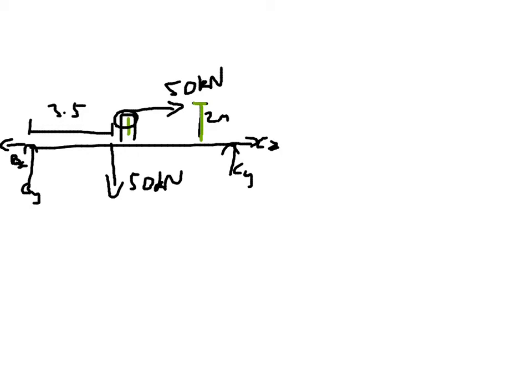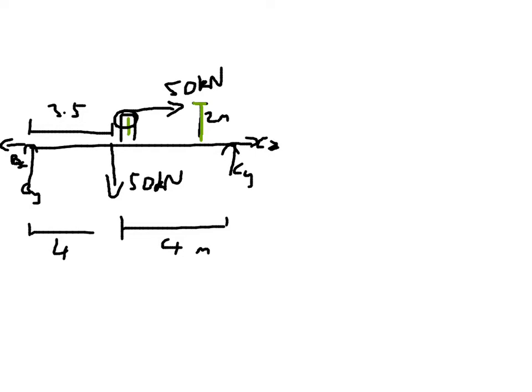Some other labels that I've missed off: we've got 4 metres there, and we've got 4 metres to the end there. And you'll notice that CX and CY are going the opposite way because we're looking at the effect on the other member, BC, not the member AC.